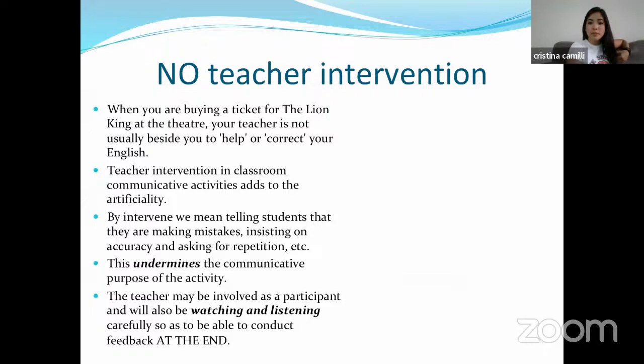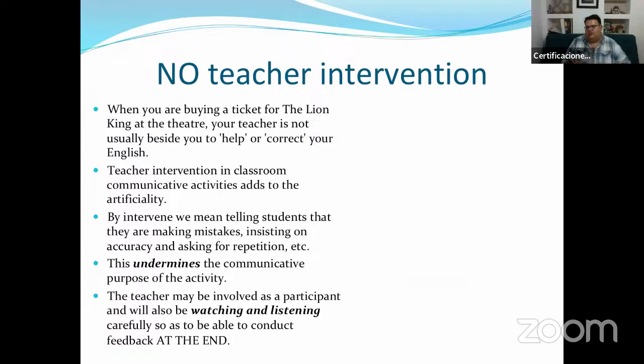Continue reading, Christina, the last one. The teacher may be involved as a participant and will also be watching and listening carefully so as to be able to conduct feedback at the end. Exactly. This is very important, because we as teachers tend to correct at the moment. It's part of our nature. Don't do that. Hold back and let them talk. Then at the end, you give feedback. It's very important that you monitor, whether online or in a physical classroom. Monitor, listen attentively, maybe write some notes, and then give feedback to your students.